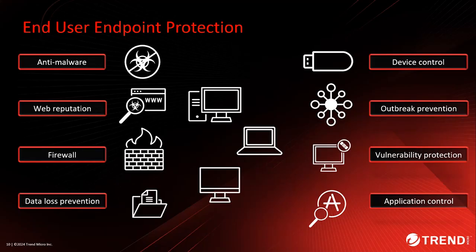Device control is about managing what external devices can connect to endpoints, so it is important for securing ports and data access points on laptops and desktops. Next is outbreak prevention. Outbreak prevention strategy is about limiting the spread of malware within your organization. By monitoring events and adjusting thresholds, you can, for instance, block certain ports or file types to prevent a network worm or other malware from spreading.